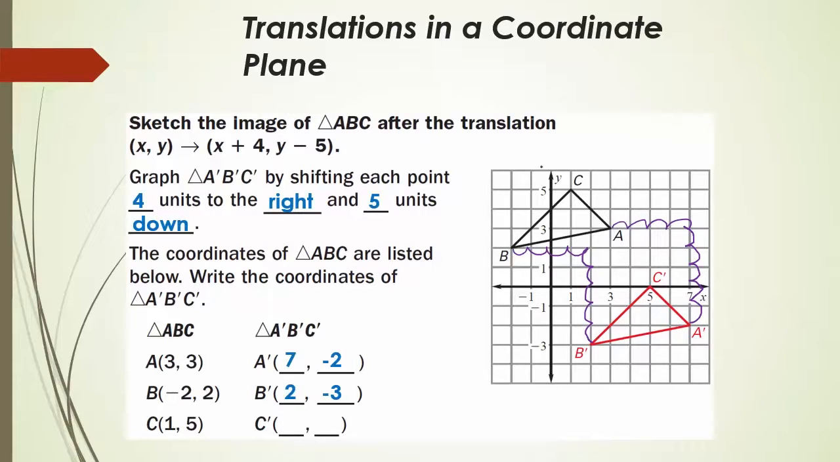And finally, taking C, moving it 4 units to the right, 1, 2, 3, 4, and then 5 units down, 1, 2, 3, 4, 5. So C prime is located at x equals 5 and y equals 0.